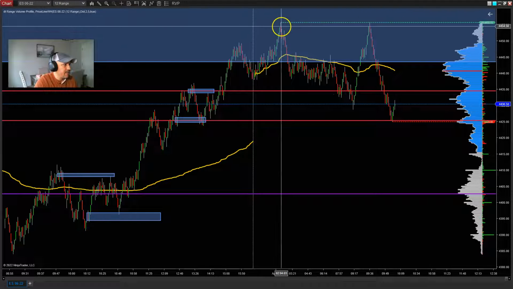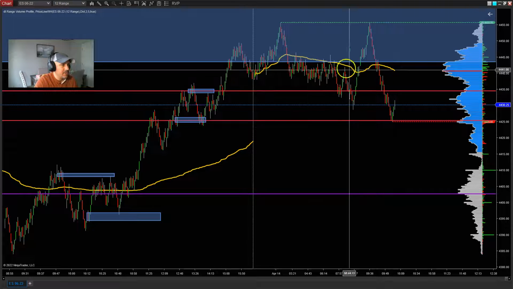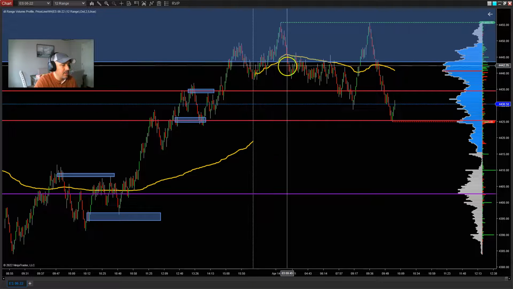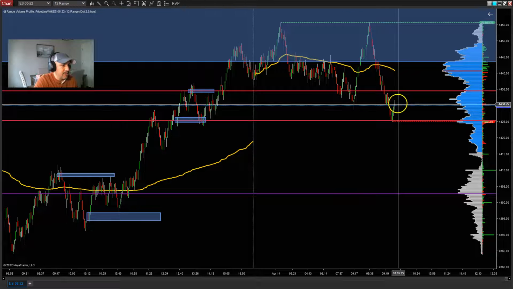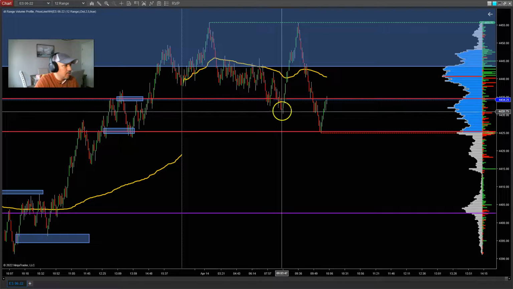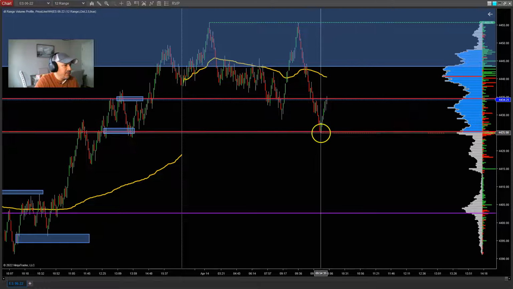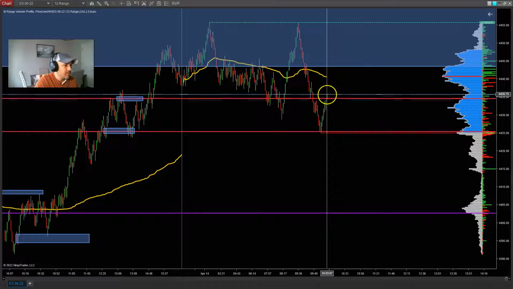So tap into that area, supply up there, push down, broke some structure. A push down, breaking structure here, making lower lows and lower highs on the way down, pulls back, breaks this low here. Price can bounce here and come back down to here. All right, so price is flipping right here, bouncing off that area. I showed you that area of support off the 60 range, and it's pushing higher.